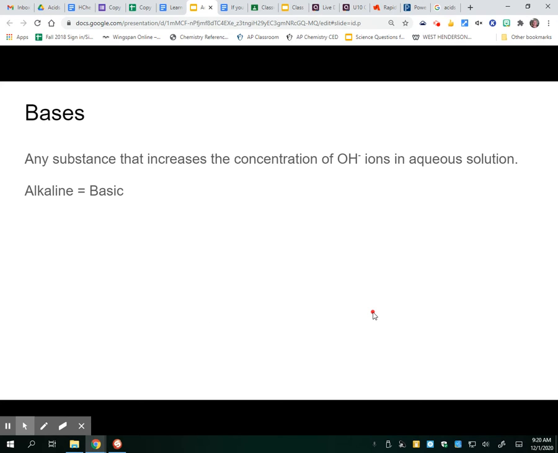Now, bases. Any substance that increases the concentration of hydroxide ions in aqueous solution is considered a base under this particular definition. So H plus is your acid stuff. OH negative, or hydroxide ions, are base stuff. And you need to go ahead and associate that in your head. So if something has hydrogens that can be given off, it's an acid. If something has hydroxide ions, it's a base.